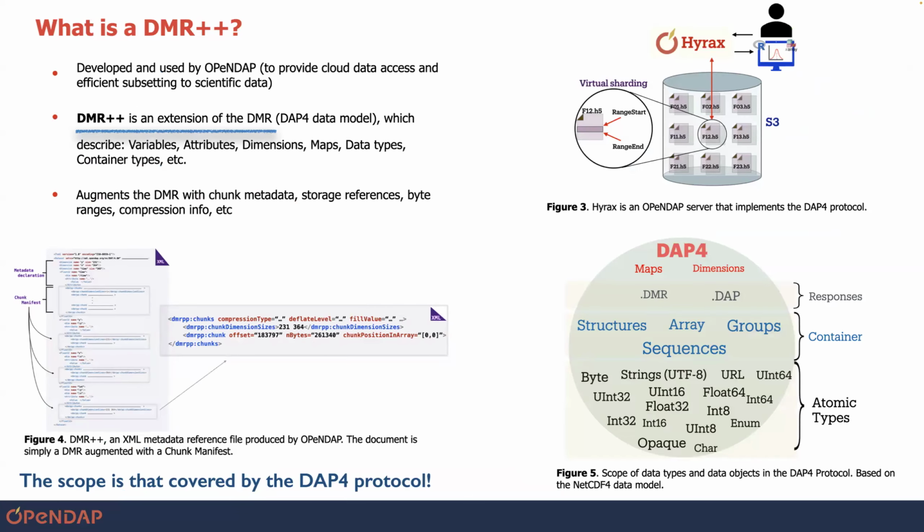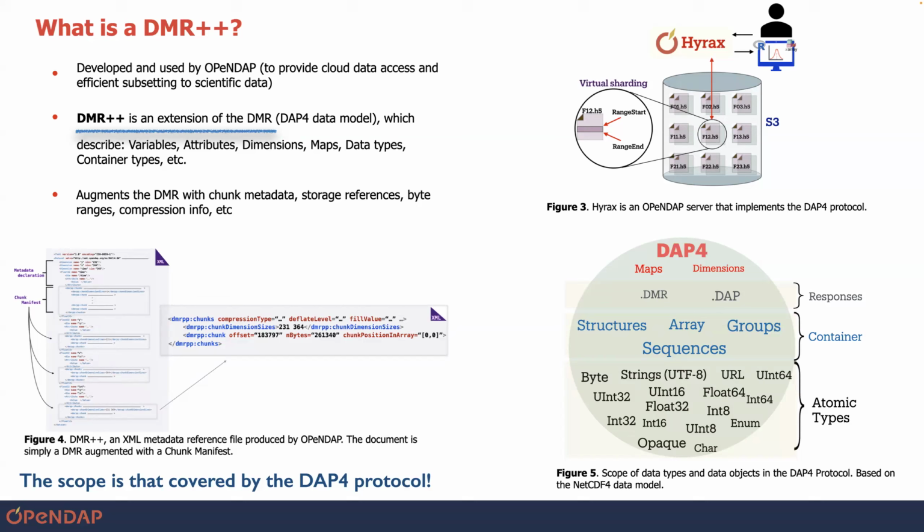So what is a DMR++? Well, I've already pretty much covered this. We've augmented the DMR by adding this additional syntactic metadata. Over in the lower left corner, we see a schematic representation of a DMR. At the very top, it's got some metadata that describes the rest of the granule, and some other information. And then we start in with the chunk manifest itself. We see a blow up of what that kind of information looks like for a particular variable.